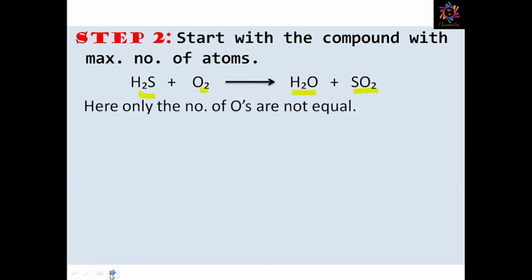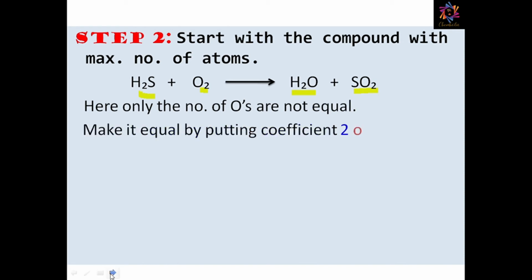Here we see the number of oxygen atoms is not equal, so what do we do? We'll make it equal by putting coefficient 2 on the LHS to O2, and similarly 2 on the RHS. If you see oxygen on the LHS, it is 2 atoms and here 3. So how will we make it equal?